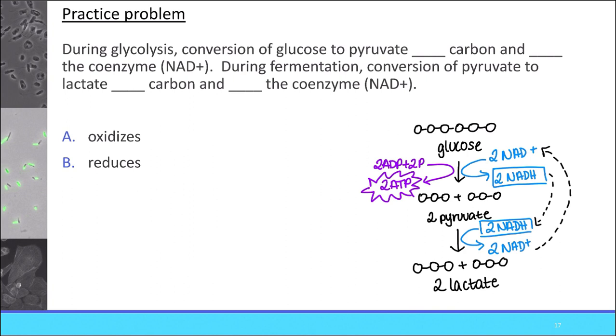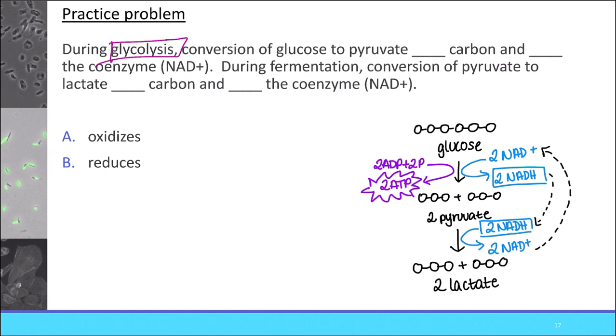The first part is asking us about glycolysis. During glycolysis, what is being oxidized and what is being reduced? When we take NAD+ and add a hydrogen on there, so we are gaining a hydrogen, gaining an electron, that is a reduction.